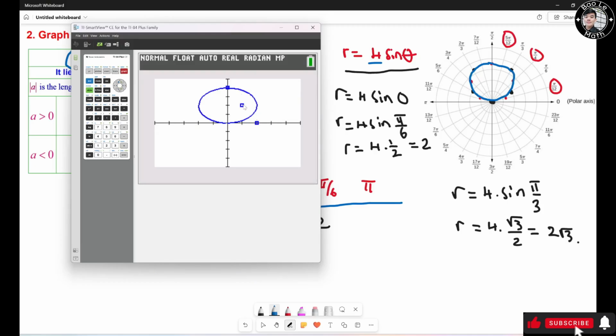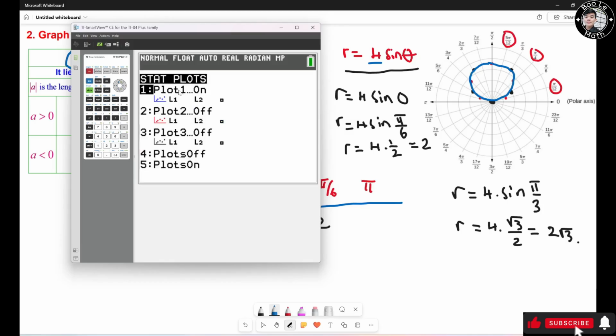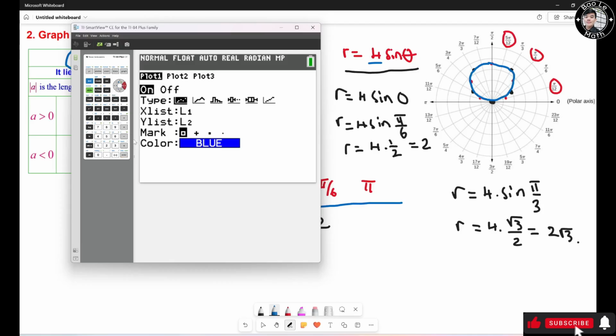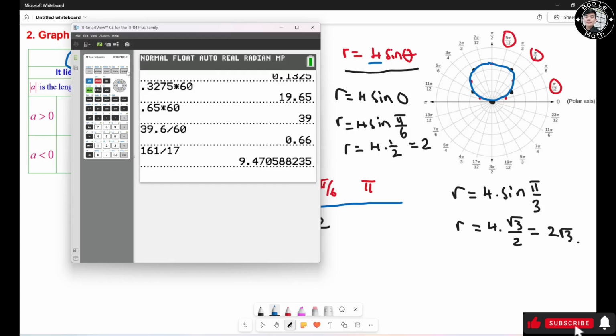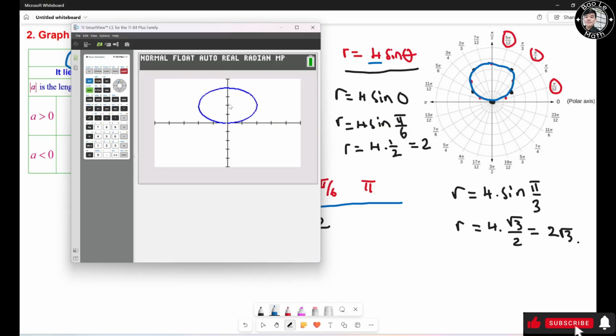Now, you see the dots right here. It's just because you had a scatter plot previously, so you want to remove these dots. You're going to hit second y equals right here. The plot on right here, you need to hit enter and turn this off. Okay, now you hit second mode, hit graph again, and it no longer has the dots.